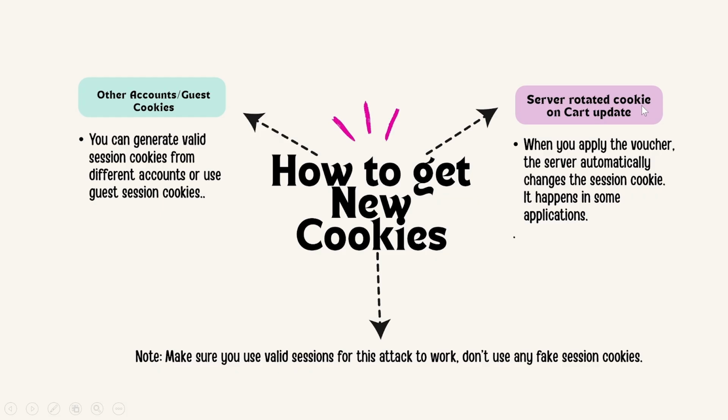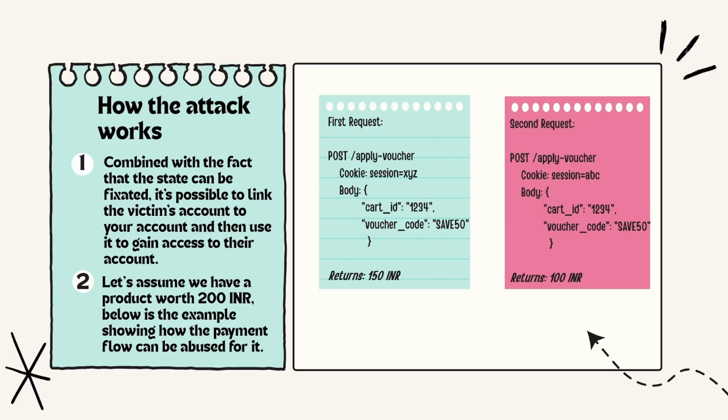Now the second thing is, either you can create cookies on your own by signing up, or in some applications the server might also give you the new cookie, because some applications are built in such a way that if you do anything that updates the cart on the transaction, it is also going to update the session cookie. For example, if the attacker sends this request containing a cookie xyz, then in the response the voucher will be applied, and the cookie will be rotated, there will be a new value of the session cookie, right? Let's say 123 or anything.